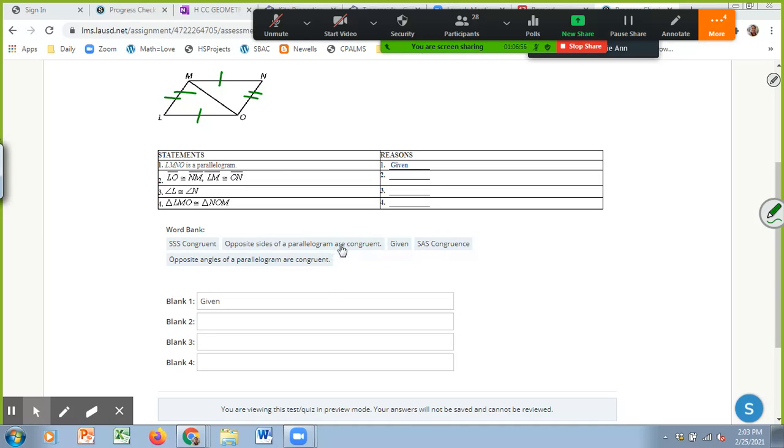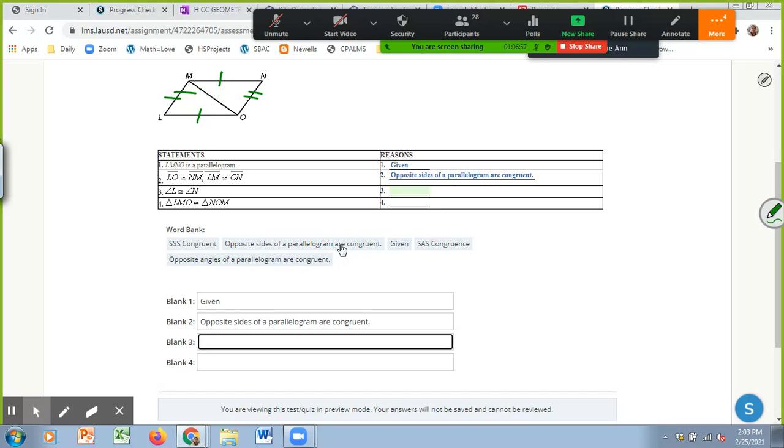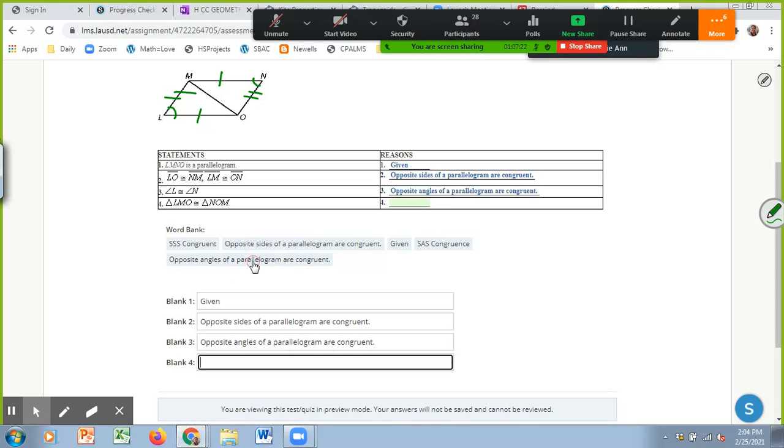So there. Okay, you just click on it because it automatically goes to the next one. All right, next. Angle L is congruent to angle N. So what is that? Opposite angles. Very good.